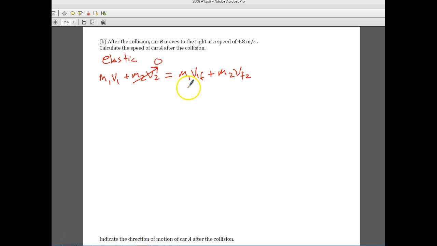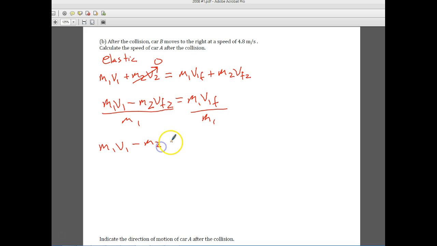We want to find the final velocity of the first car. So we're looking for this guy right here. In order to do that, we need to subtract m2 vf2 from both sides. So we're going to put m1 v1 minus, now we're going to subtract this, m2 vf2, and that's equal to m1 v1f. So to get rid of the m1 from both sides, I just do this. And now my final equation is the mass times velocity, original velocity of the first car, minus the mass of the second car times the final velocity of the second car, divided by the mass of the first car, should give me the final velocity of the first car.